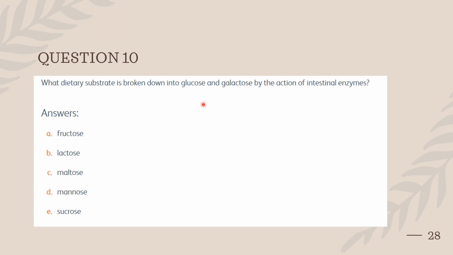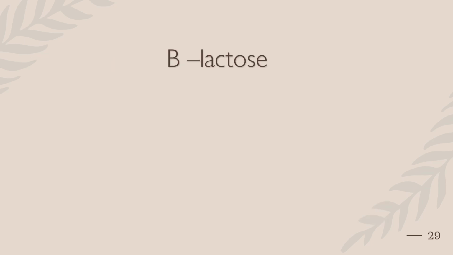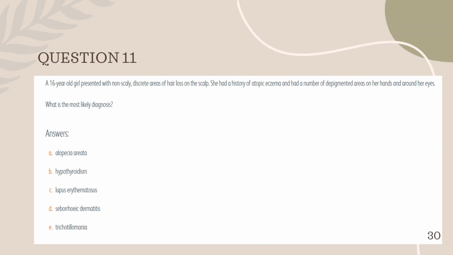Next question, what dietary substance is broken down into glucose and galactose by the action of an intestinal enzyme? So you just have to know what are the constituents of different sugars. Here they are asking about glucose and galactose. That is a straightforward question. It is lactose. Fructose is another simple sugar, just like your glucose. Maltose is glucose plus glucose. Mannose is not the thing. Sucrose is also not it. So it is lactose, which is glucose plus galactose. Very straightforward and a fact-based question.